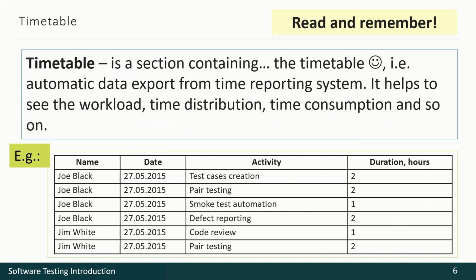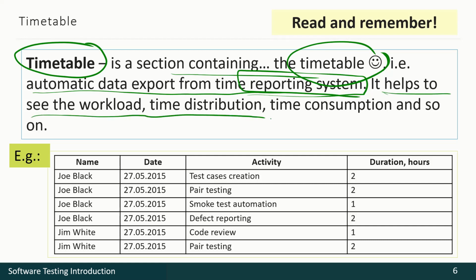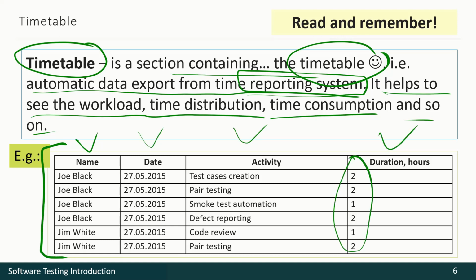The next section is also simple. Yes, it contains timetable, it's usually an automatic export from some reporting system or maybe the project management system. So it helps us and stakeholders to see the workload, time distribution, time consumption, and so on and so forth. Here is just a little example, like who was doing what, when, for how long. Usually with the partitioning up to 1 hour or half an hour.